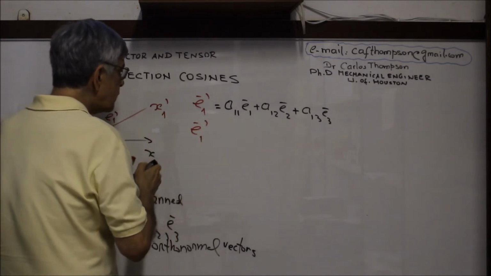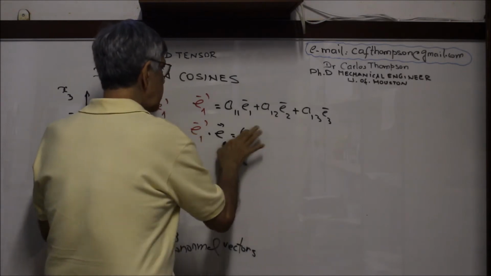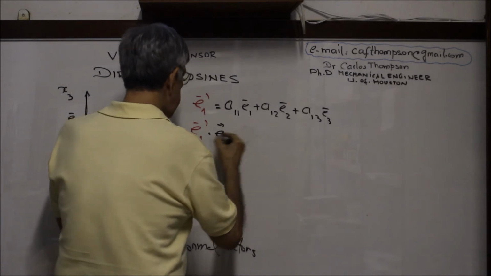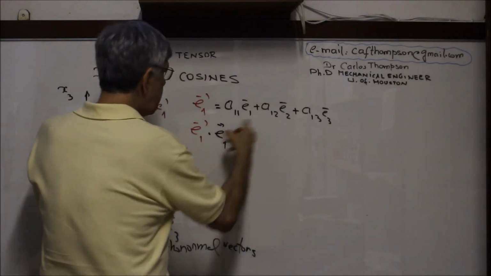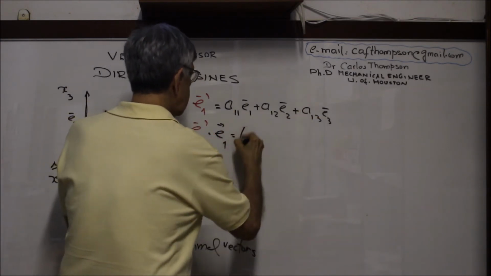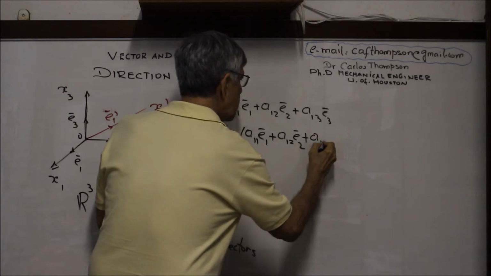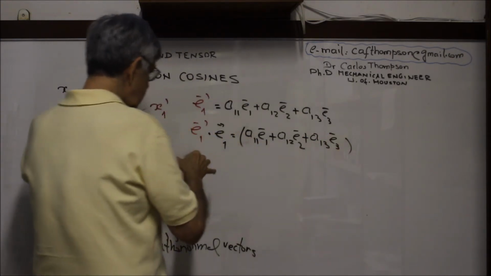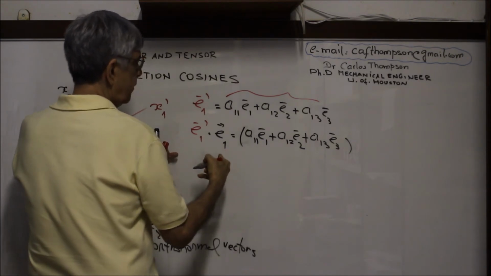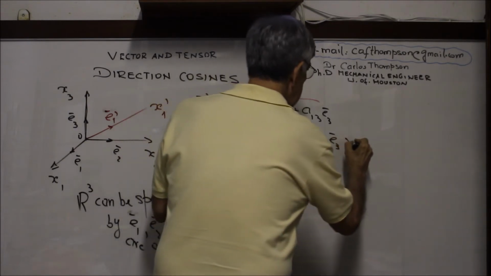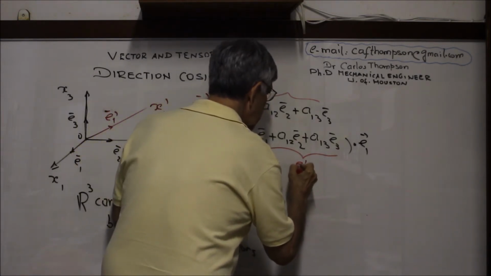Now you see, E prime 1 dot E1 is equal. Let's write down here, E prime 1, which is A11 E1 plus A12 E2 plus A13 E3. See, this over here is E prime 1, okay? Now, dot E1, see? This is the red one. This is E prime 1.